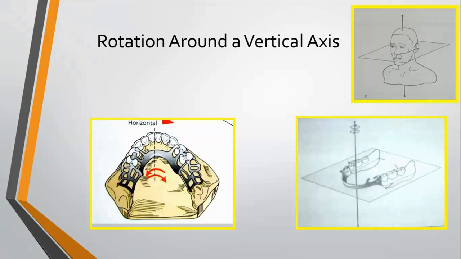Here, rotation around the vertical axis. Again, this plane is a horizontal plane which passes through a section of the face. The denture is able to rotate around a vertical axis like this. That means around the vertical axis, it is able to move in a horizontal direction.